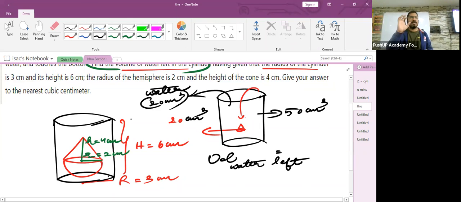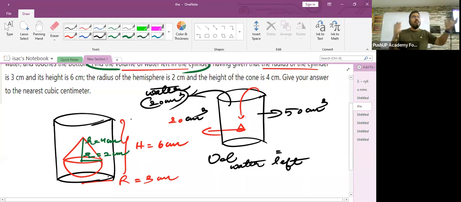You have to accept it. According to the Archimedes principle, whatever is the volume of the solid which you drop into the container, the same volume of water will also come out of the container. Isn't it? So in this case, the volume of the cylinder was 50 centimeter cube, into which you dropped a cone of 20 centimeter cube. That means 20 centimeter cube of water has come out.